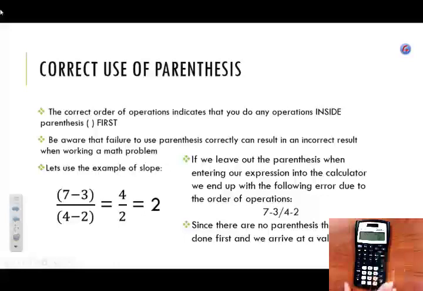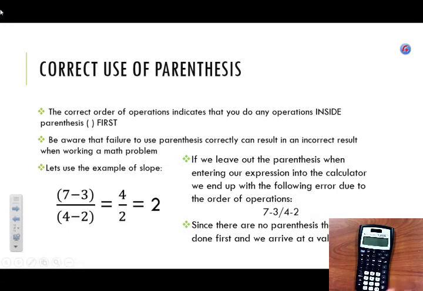Now if we leave those parentheses out of our expression when we enter it into the calculator, then we get this: 7 minus 3 divided by 4 minus 2. Now, the order of operations says parentheses, exponents, multiplication, division. So we have division here, 3 divided by 4. And without the parentheses, the calculator is going to do that operation first, and we get 4.25.